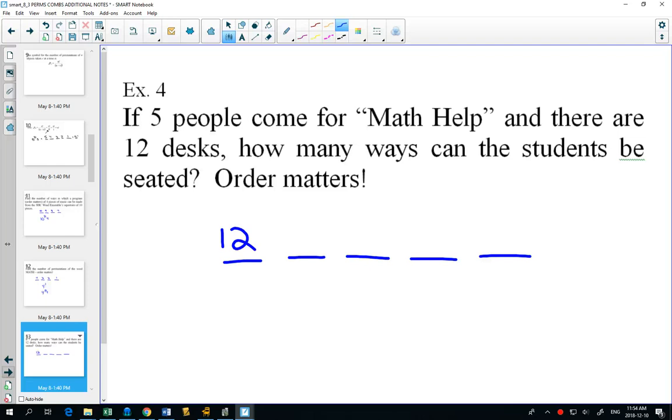Now, if you've ever come for math help, when the second person comes in, it's awkward if that second person decides to sit on the lap of the first person, okay? So the number of decisions for the second person are 11. They will not sit in the same desk. They will choose another desk. And then 10, and then 9, and then 8, which is the same as 12P5.